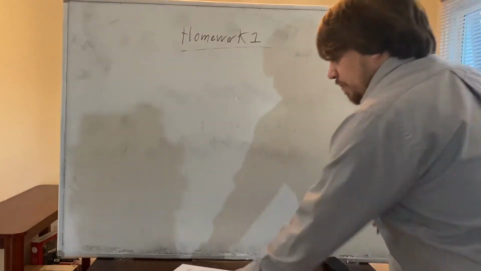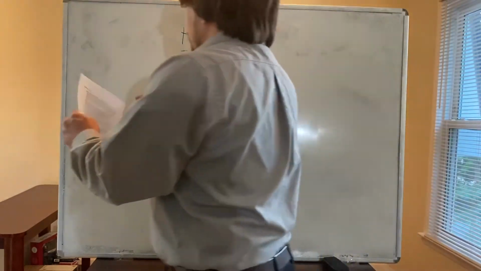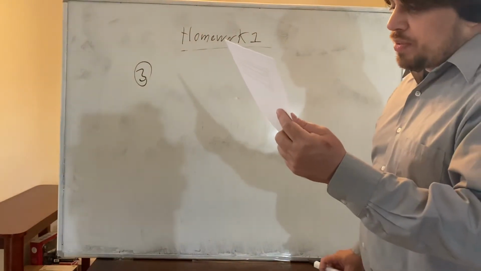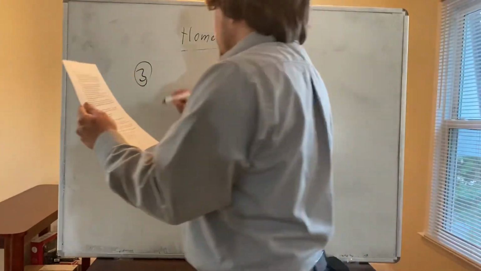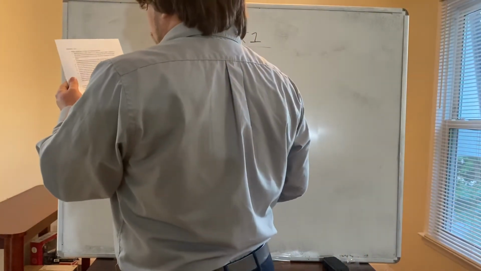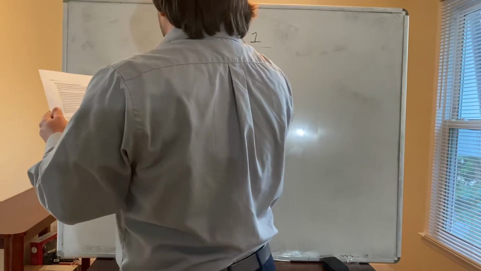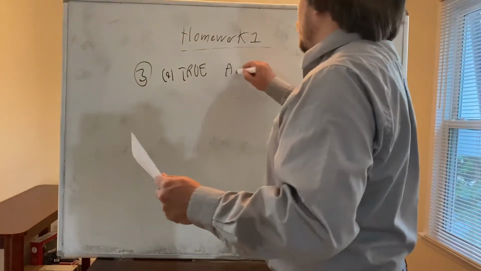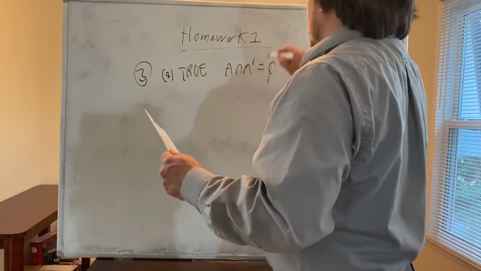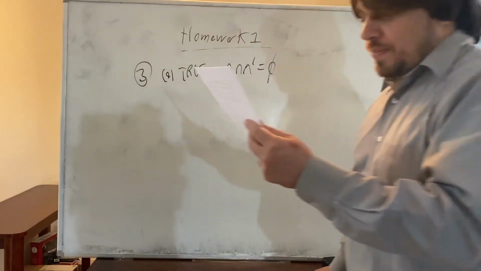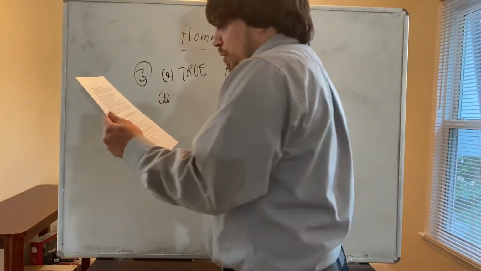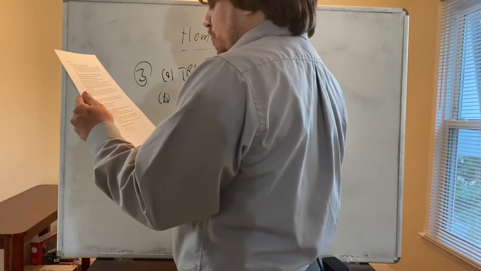Okay, number 3. Number 3 is: let A, B, and C be events of a sample space; which of the following are true statements? So A is that A and A prime are mutually exclusive events, and that's true, right? A intersection A prime is equal to the empty set, and so they're mutually exclusive events. B, if A and B are mutually exclusive, then A prime and B prime are mutually exclusive.